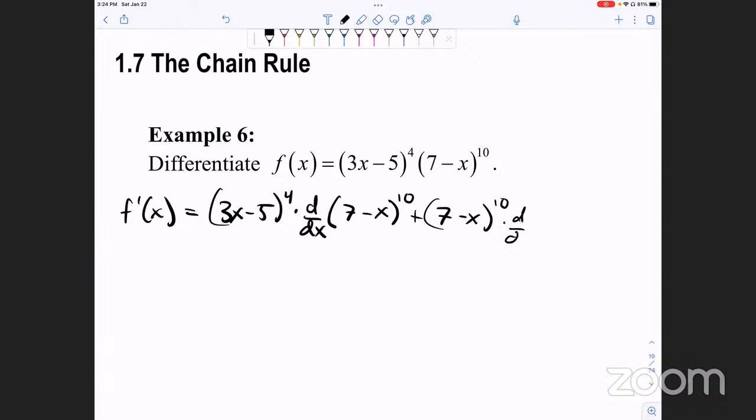first, d by dx of, and let's evaluate those derivatives. So the extended chain rule, the 10 comes down. So I'm going to just write that first. So here, let's get the order. 3x minus 5 to the 4. Seven minus x.